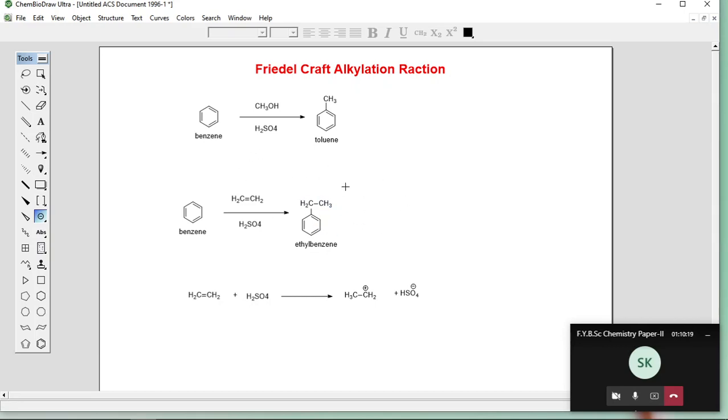So did you understand this? Okay, yes sir. Now we'll see another reaction, that is your Friedel-Crafts acylation reaction. In the acylation reaction, what happens? It is an introduction of an acyl group.